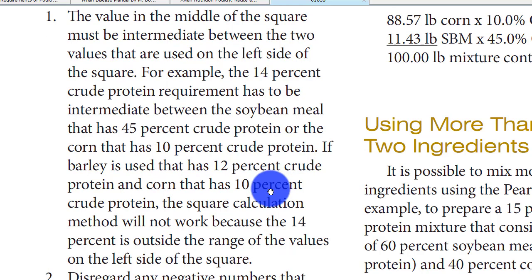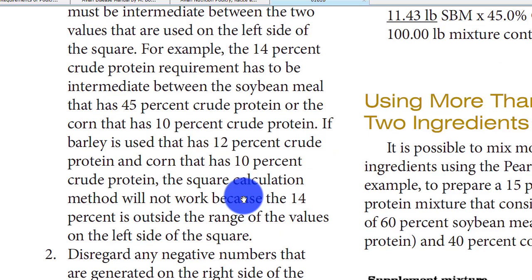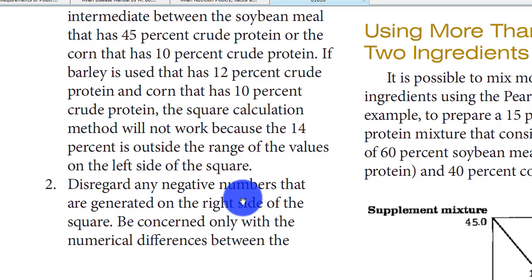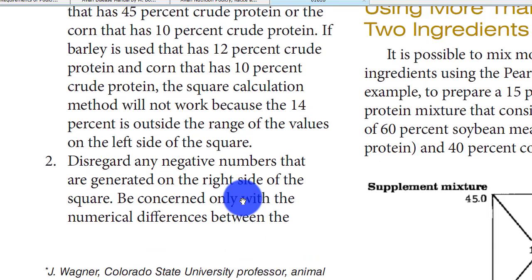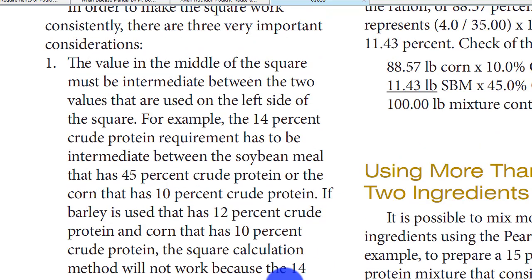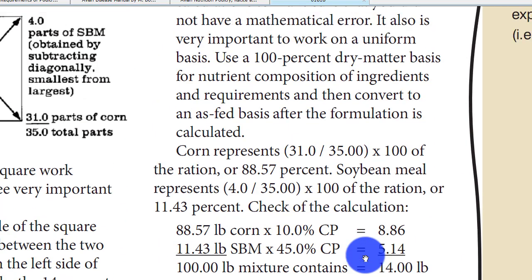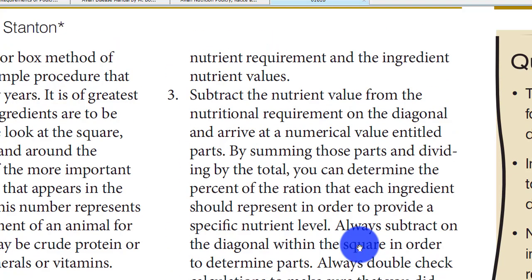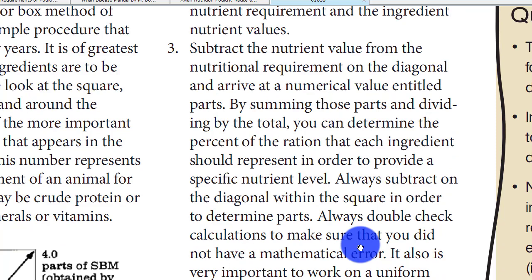If barley is used that has 12% crude protein and corn that has 10% crude protein, the square calculation method will not work because the 14% is outside the range of the values on the left side of the square. Disregard any negative numbers that are generated on the right side of the square. Be concerned only with the numerical difference between the nutrient requirement and the ingredient nutrient value.